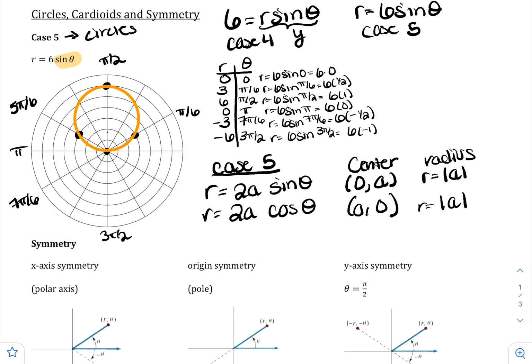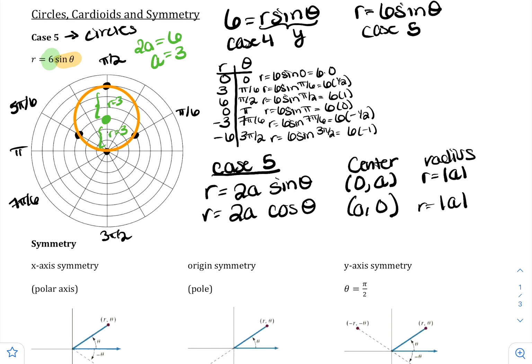So if I take a look at my equation, the 6 in the front would be the 2a. So I would have 2a is equal to 6, which means that a is equal to 3. What that tells me is that the center of my circle is at 0, 3. This is the center of my circle. And then I have a radius of 3. So r is equal to 3.